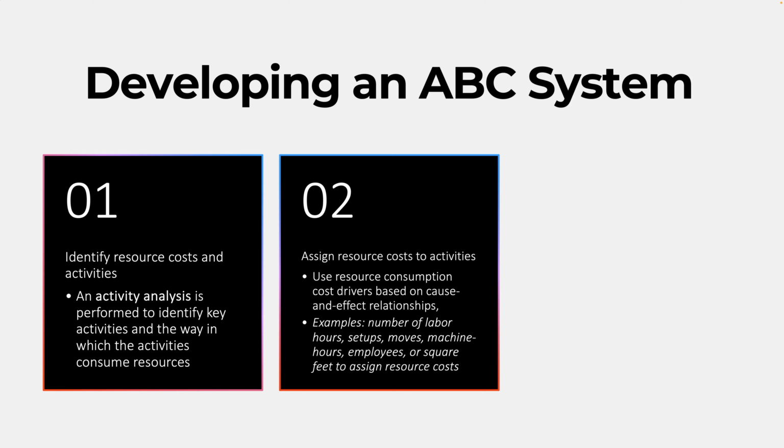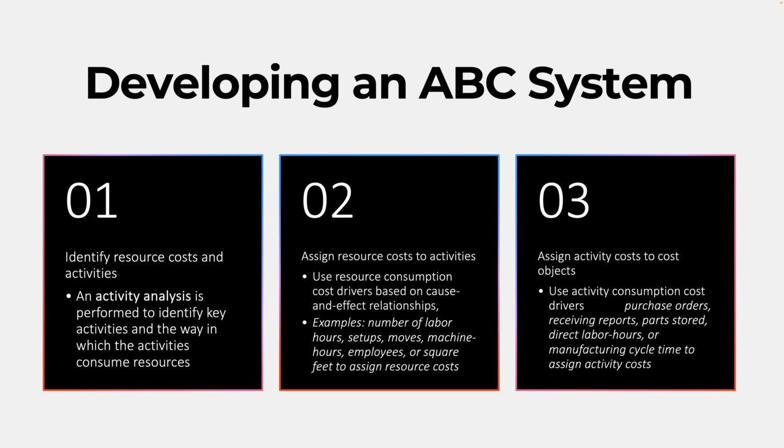Step 2, we assign resource costs to activities. We use resource consumption cost drivers based on cause and effect relationships. Examples: number of labor hours, or the number of setups, the number of times something is moved, the number of machine hours, the number of employees, or the square feet. These are all things that can be used to assign resource costs. Step 3, we then go ahead and assign activity costs to the cost objects. In other words, once you have your rate, you can go ahead and use that rate to cost each individual cost object.